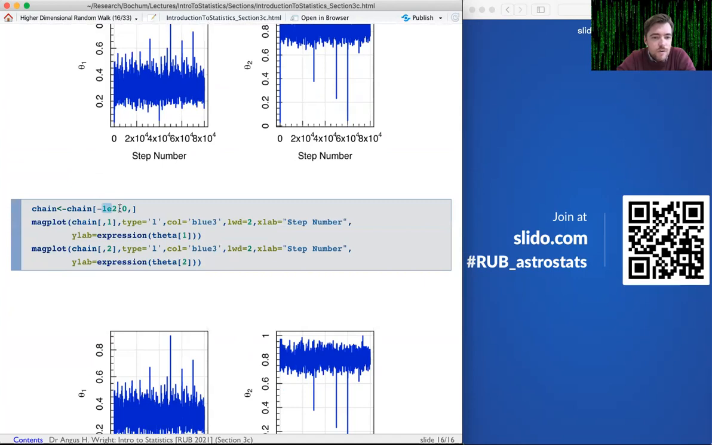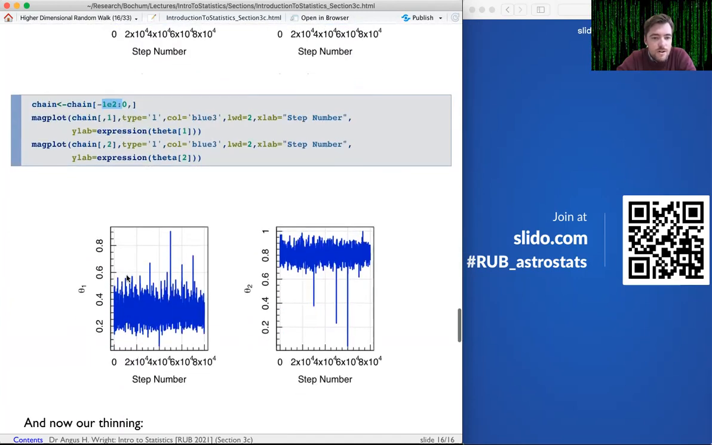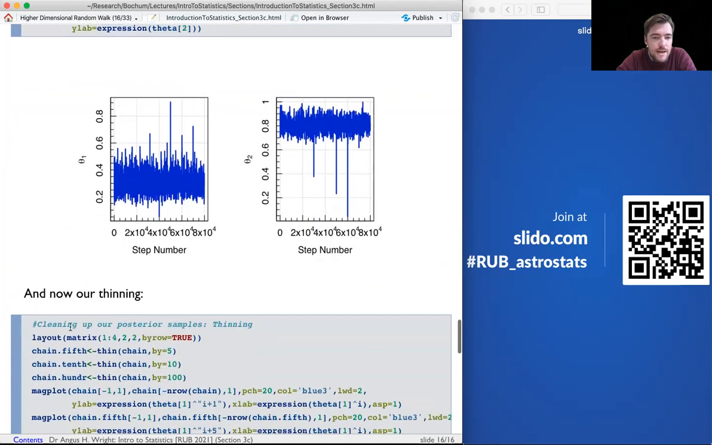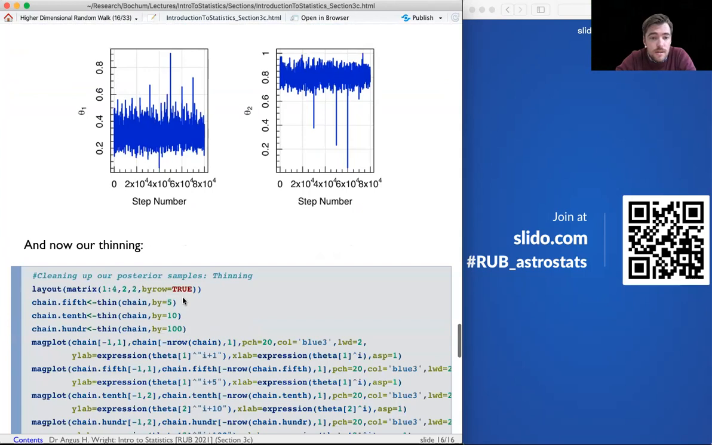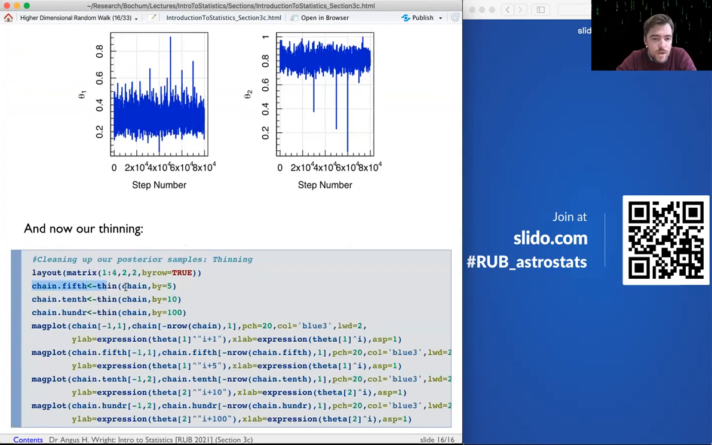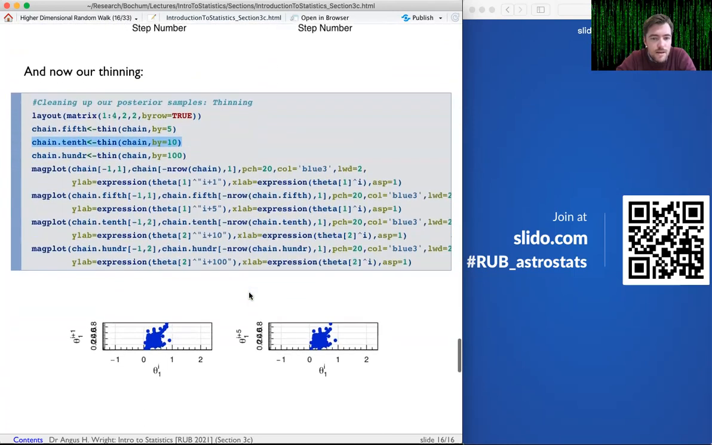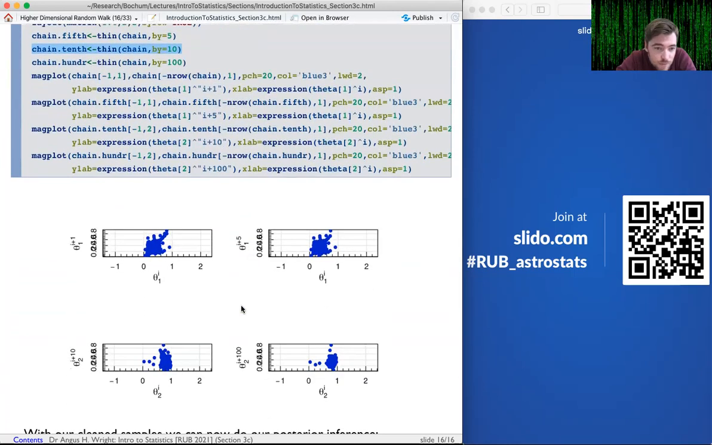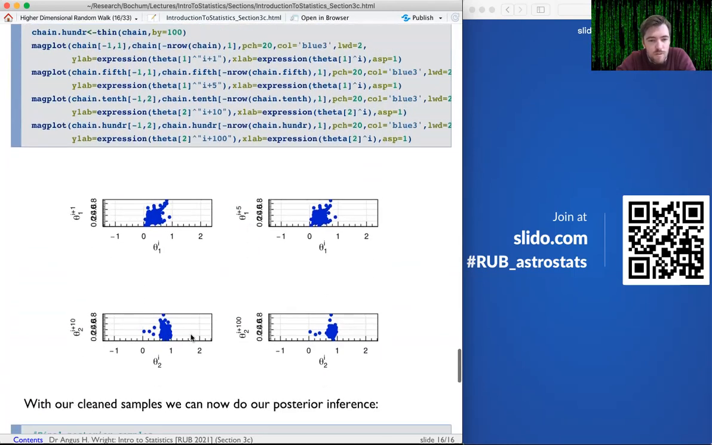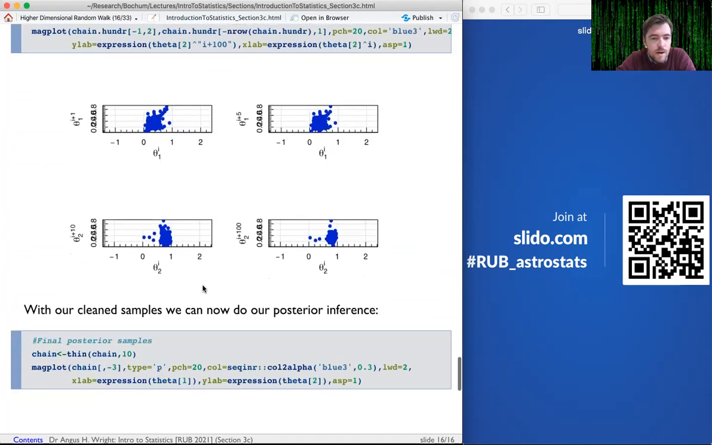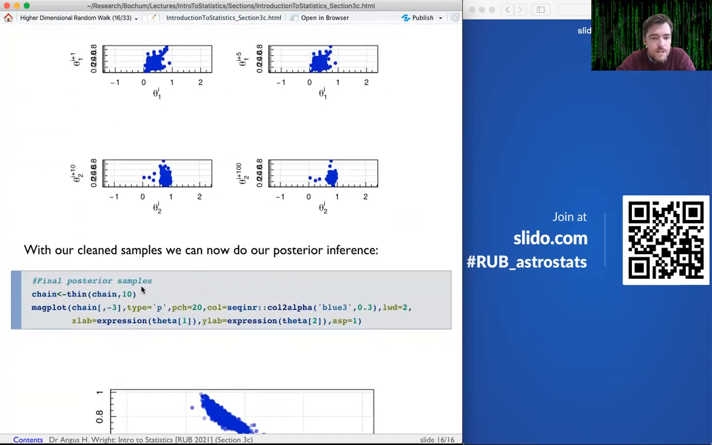So I'm going to delete the first 200 points, and I now don't have my burn-in anymore. So I'm happy with that. Okay, no burn-in. And now we do our thinning. So again, we try the 5th, the 10th, or the 100th. And it turns out that the 10th is probably fine. Maybe the 100th is probably better, but let's just use 10 for funsies.